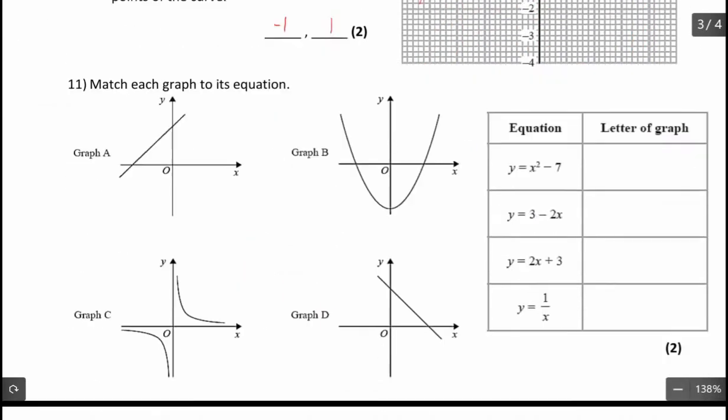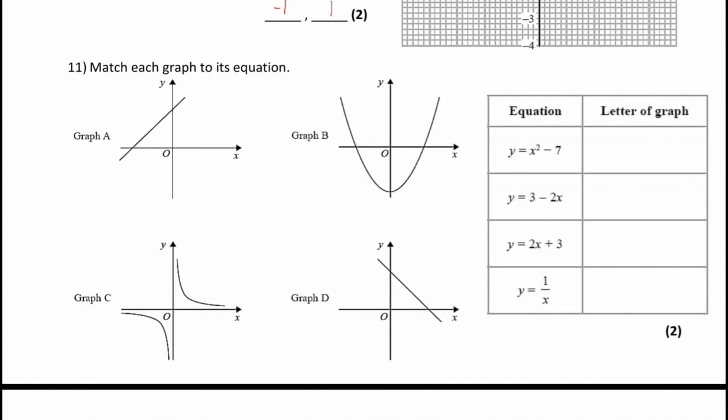Right, number 11. Match each graph to its equation. So we've got 2 linear graphs, a quadratic graph, and a reciprocal graph. So hopefully just by shape we can identify these ones. So graph B is the only quadratic, so I'm looking for something with an x squared in it, so therefore that must be the first one. Graph C is the only reciprocal one, and if you've watched the clip for this and done this back page, you'll know that those are ones where x is in the denominator, so that will be this one.